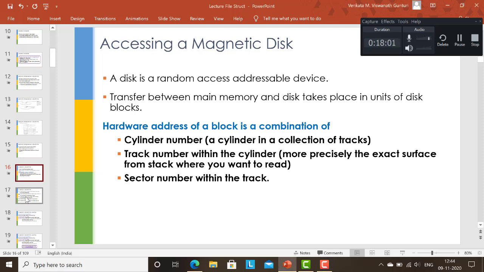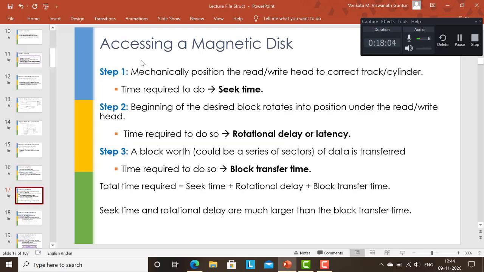Okay, good. So now when you have to access the magnetic disk, these are the actions which your computer does, right? Given a random hardware address, the first thing that we will do is that the read-write head will move to the correct track or cylinder number, right? And I hope you now understand. This is called the seek time, and usually this takes the maximum amount of time, right?